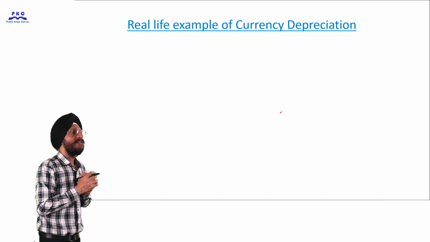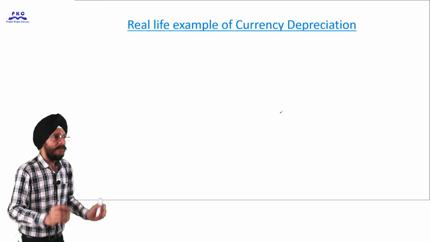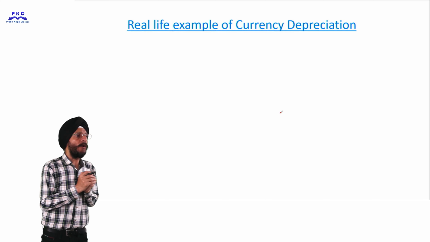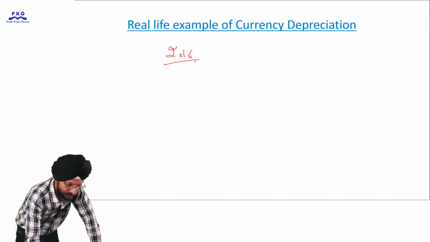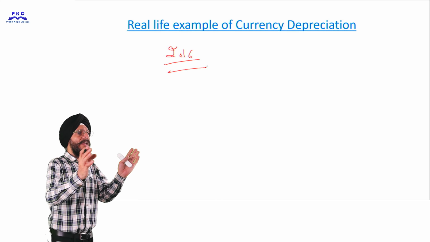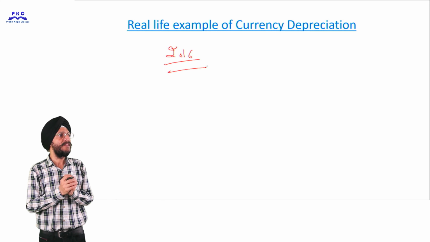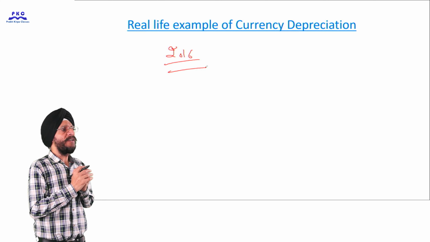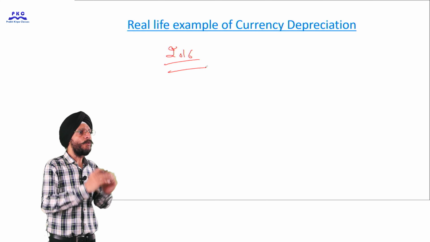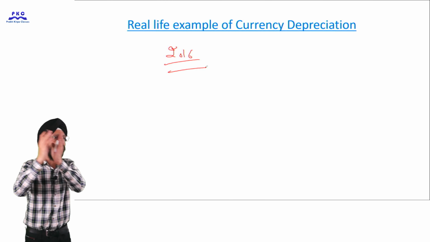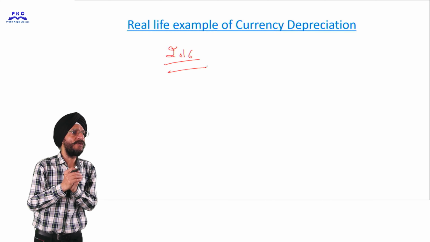Now we will understand a real life example of currency depreciation. You might have heard about the Brexit vote of 2016. The UK was a part of the European Union before this year. The UK government decided to have a referendum in 2016 to decide whether it should remain part of the European Union or should leave the European Union.